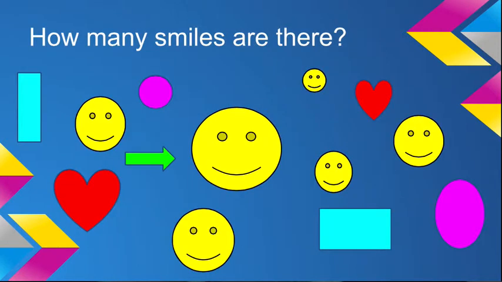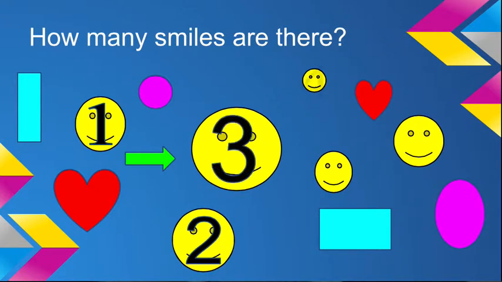The next slide is a little more tricky. It asks how many smiles there are. So pay close attention to this question. We have multiple shapes on the screen, but we will not be counting them all up. I see 1 smile here, 2 smiles, 3, 4, 5, and 6. So the answer to this question is 6 smiles, and we left all the other shapes alone.